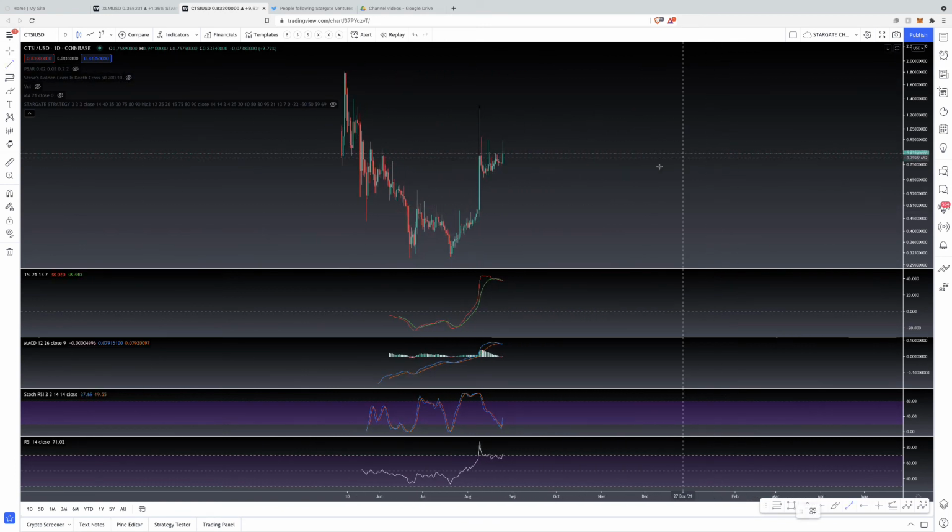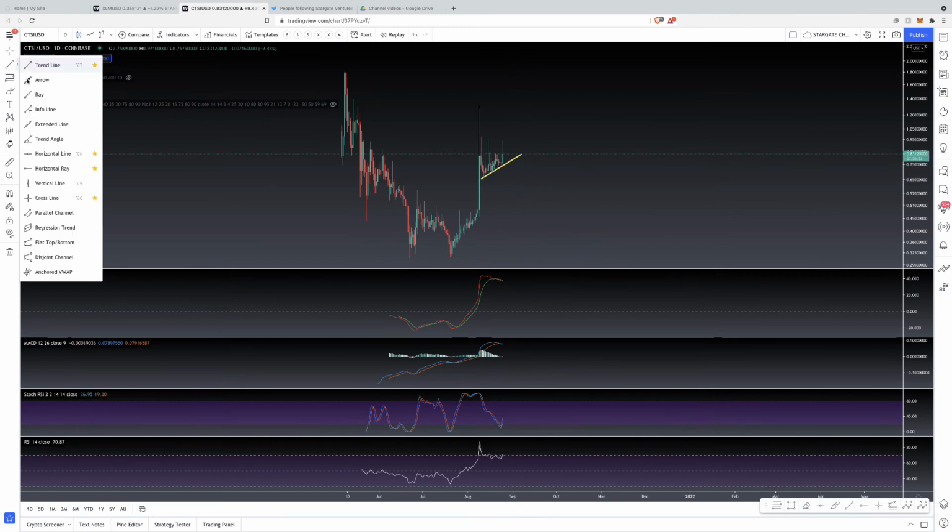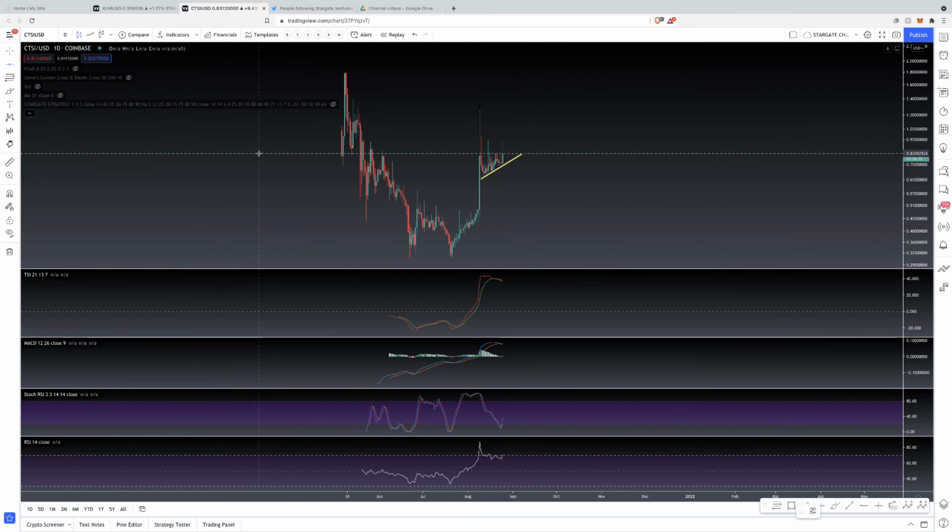Cartesi looks like it wants to rip. It's been riding on that trend line right there. We have a horizontal resistance level right there. It's testing it right now.